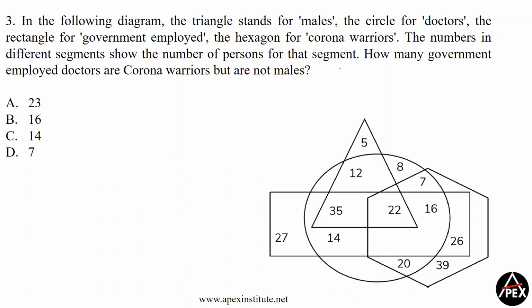So in the following diagram, the triangle stands for males. Okay. The circle stands for doctors. This is doctors. The rectangle stands for government employed. Hexagon stands for corona warriors.